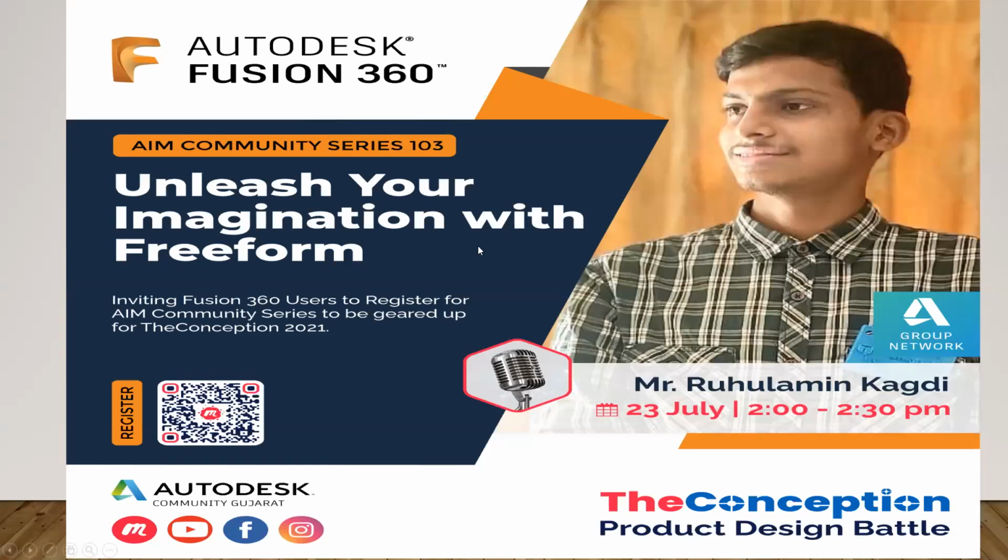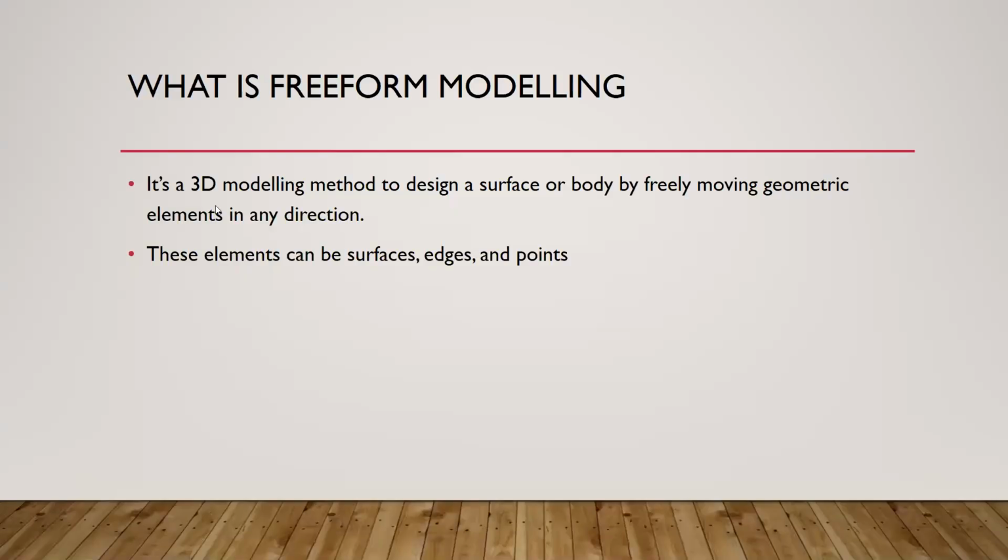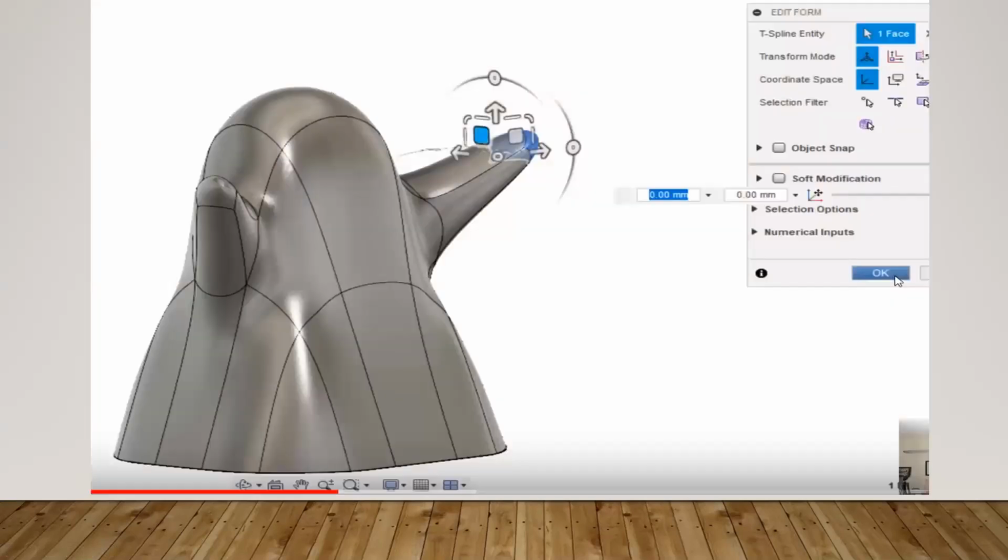Yeah. So today our topic is unleash your imagination with freeform. Before moving forward with the workflow of Fusion 360 and its interface, I would like to give a brief introduction about what freeform is and how we can benefit from it. It's a 3D modeling method to design a surface or a body by freely moving geometric elements in any direction. These elements can be surfaces, edges, and points.